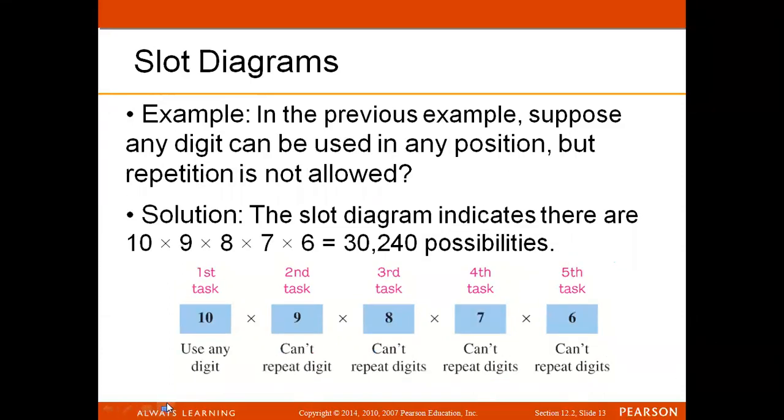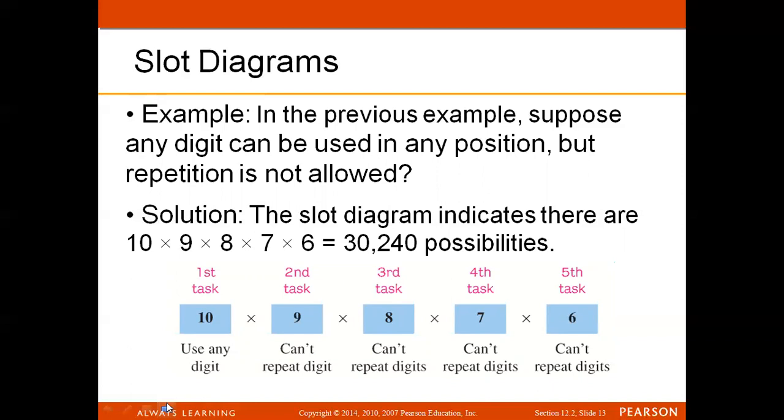In the previous example, suppose any digit can be used in any position, but repetition is not allowed. Then, whatever we choose for the first digit can't be used again. So repeats are not allowed.